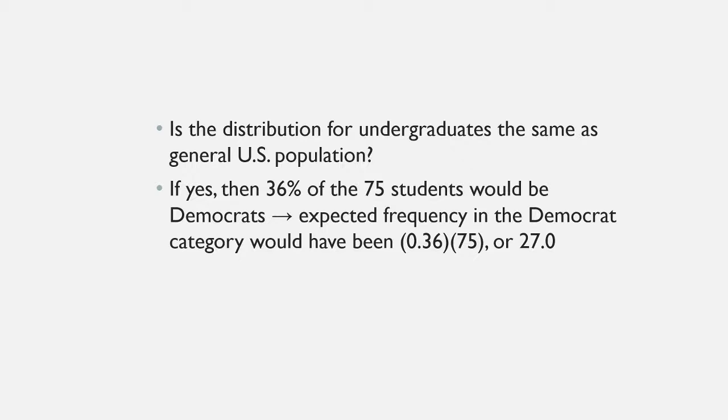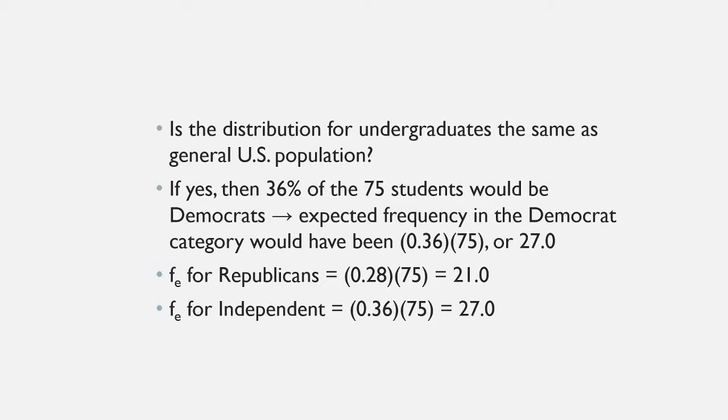So, in this case, you would expect the frequency for the Democrat category to be 27 participants, and so on and so forth for my other levels. Again, this is just me compiling my expected frequencies based on those Gallup averages.